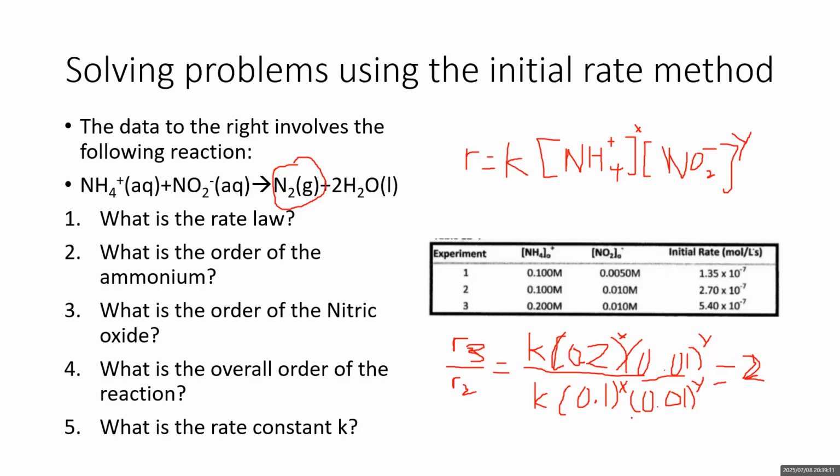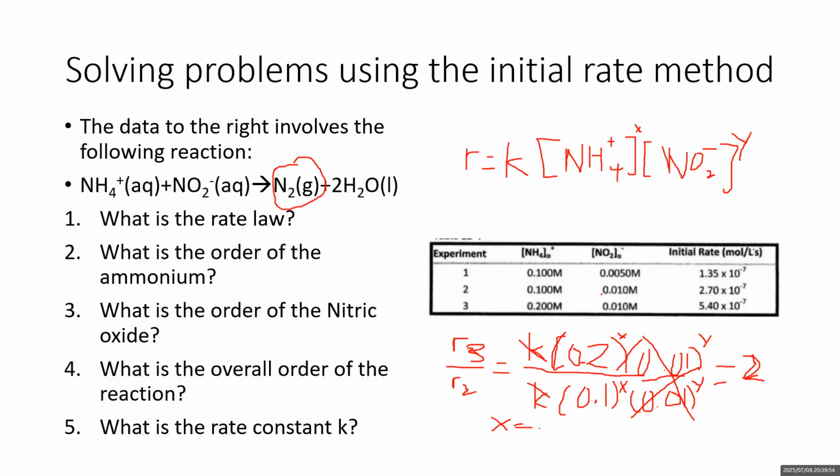Now let's look at what happens. The 0.01 to the y terms go away, and the K's go away. We are left with 0.2 to the x over 0.1 to the x, and that's 0.2 over 0.1, which is 2 to the x, equal to 2. So x equals 1. First order in ammonium.